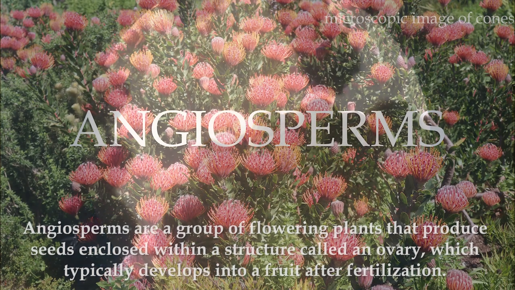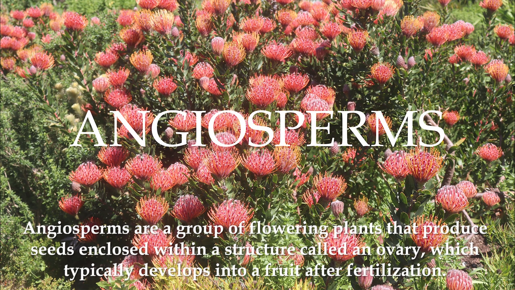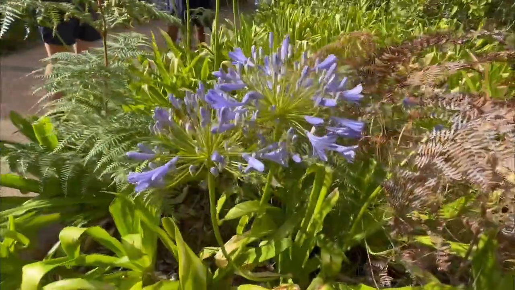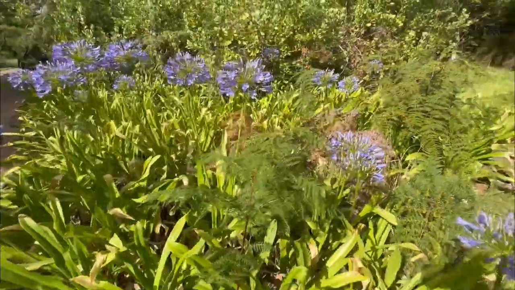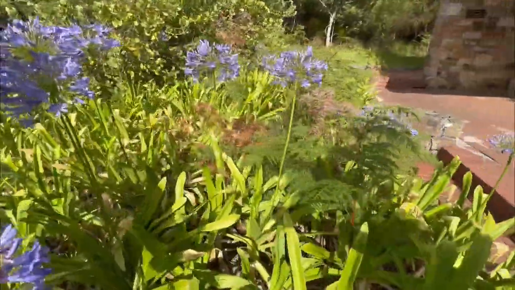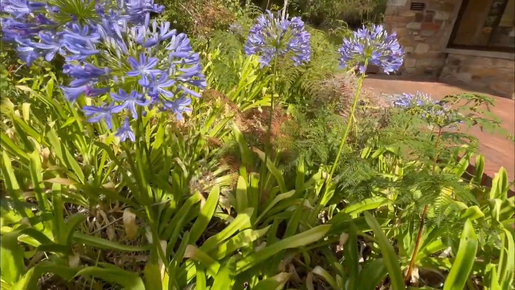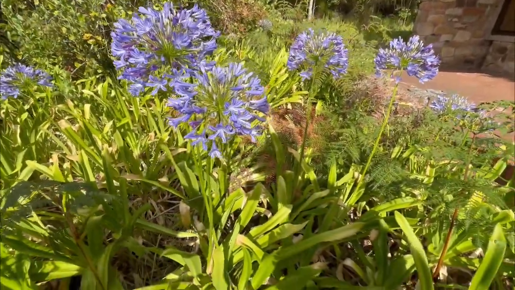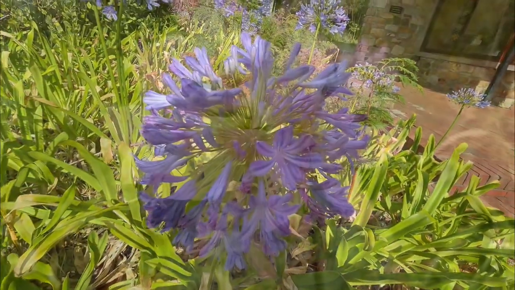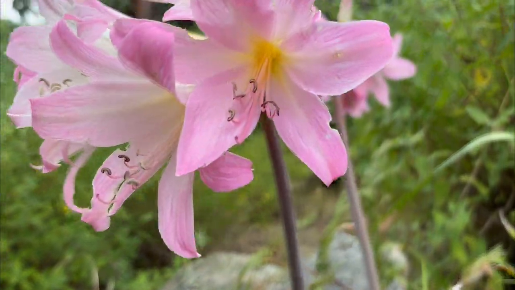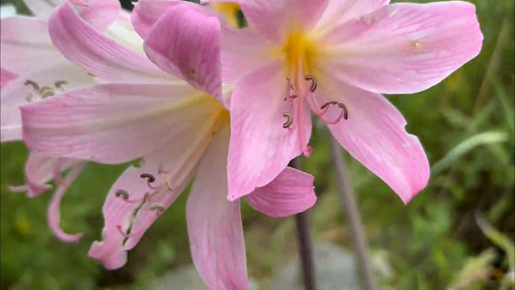Last on our list, we have angiosperms, or flowering plants, which represent the most diverse group of plants and are found in almost every single terrestrial habitat worldwide, from tropical rainforests to arid deserts and polar regions. They reproduce using flowers where haploid pollen grains containing male gametes are transferred to the stigma of the pistil, where they travel down the style to fertilize the haploid ovule within the ovary, forming a diploid zygote that develops into a seed enclosed within a fruit.